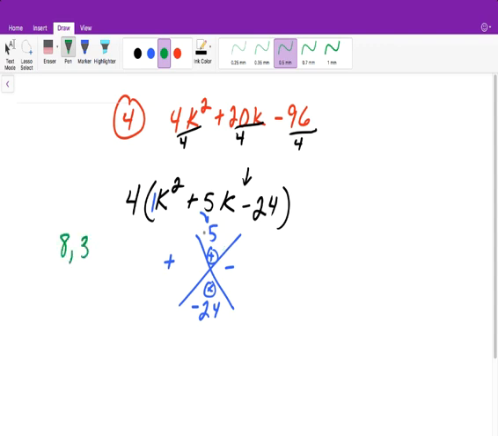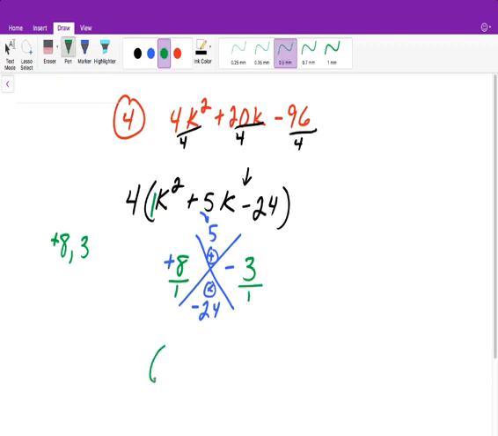And now they need to be a positive 5. So that means 8 needs to be positive and 3 needs to be negative. And remember, check your work. 8 times negative 3 is negative 24. 8 plus negative 3 is positive 5. Now we need to divide by the number in front of our x squared or k squared. So we're going to divide by 1.